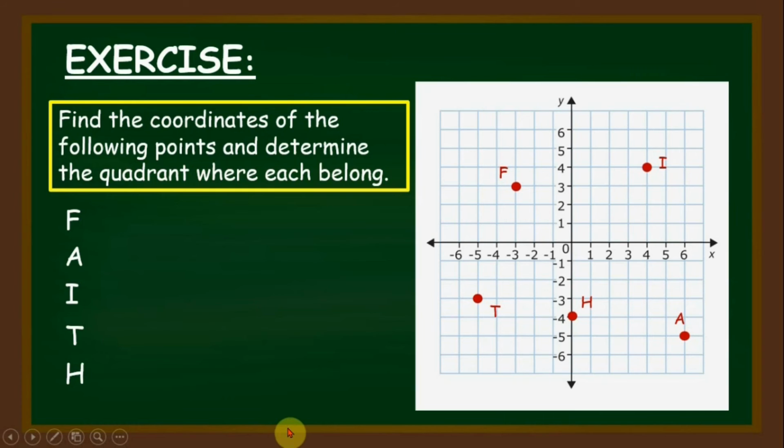Now let us practice your plotting skills on a Cartesian plane. Let us have this exercise. We are asked to find the coordinates of the following points and determine the quadrant where each belongs. Here we have a Cartesian plane where there are some points plotted already. We have 5 points, which are point F, point A, point I, point T, and point H. We are asked to find the coordinates of these points, including their quadrants.